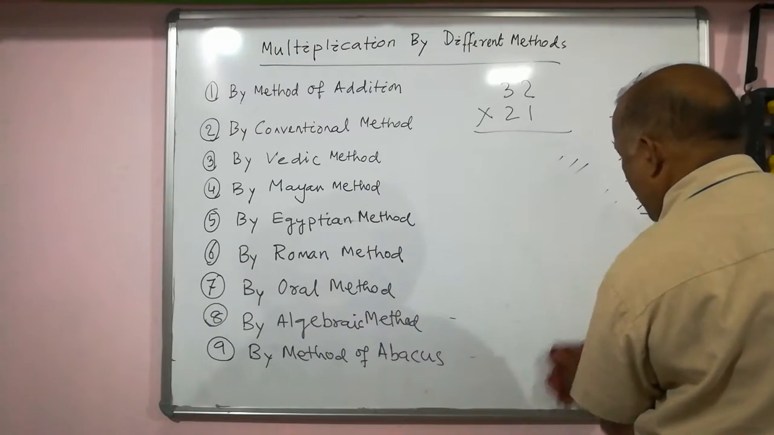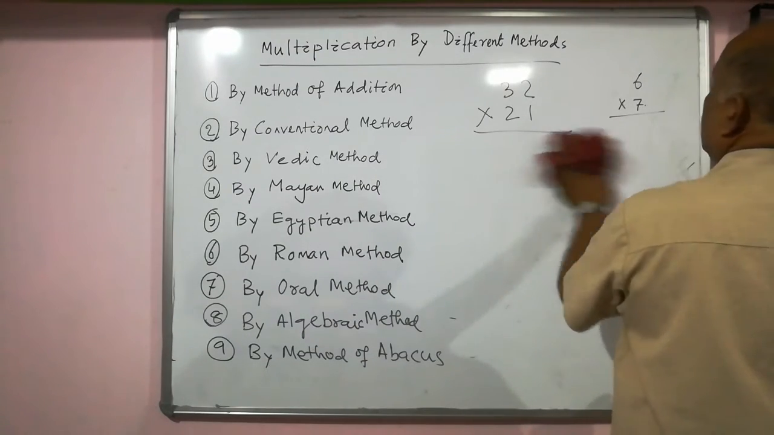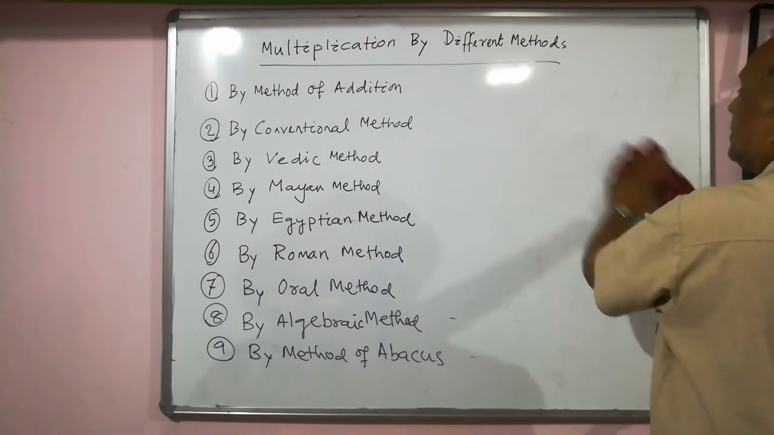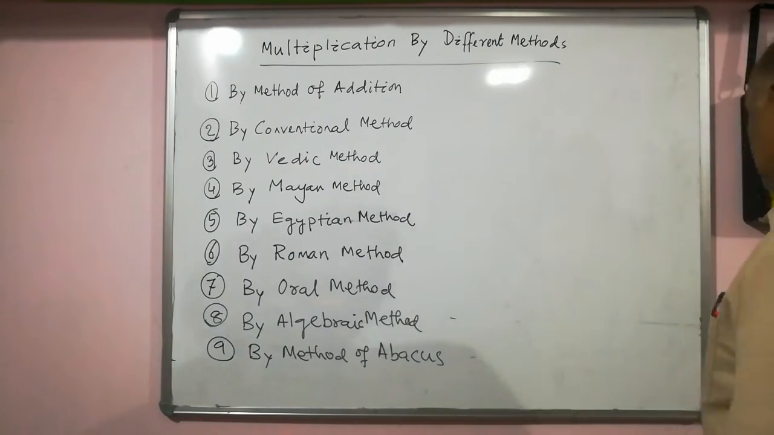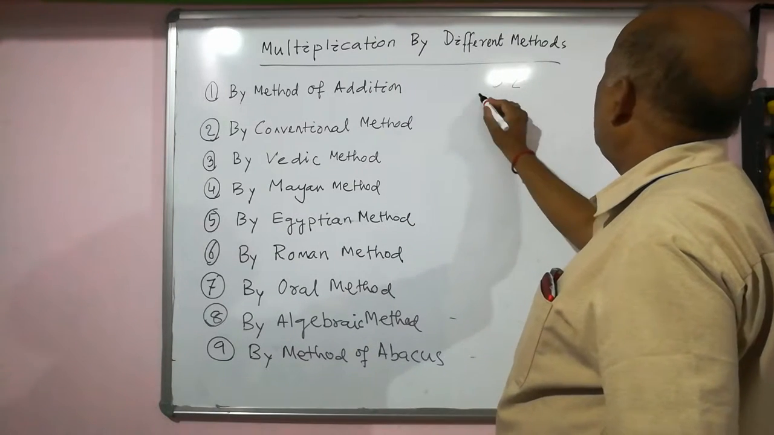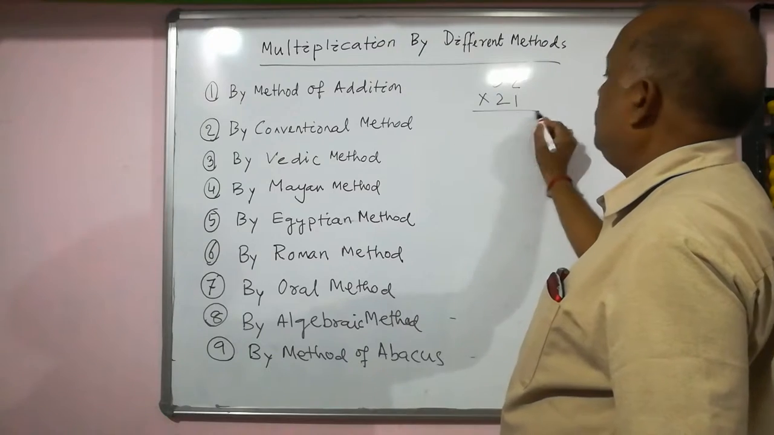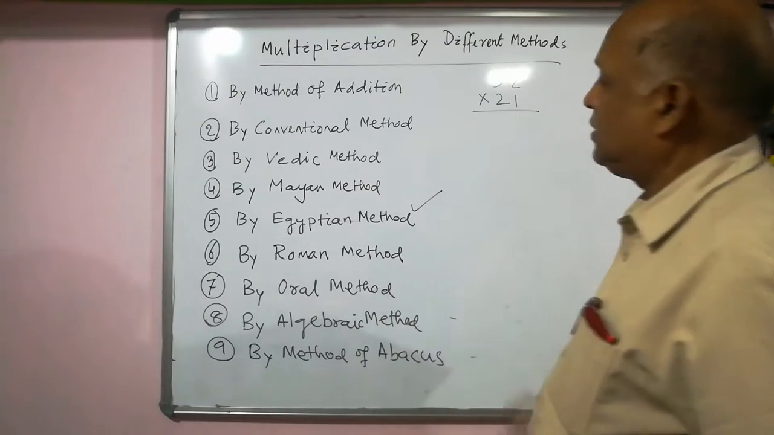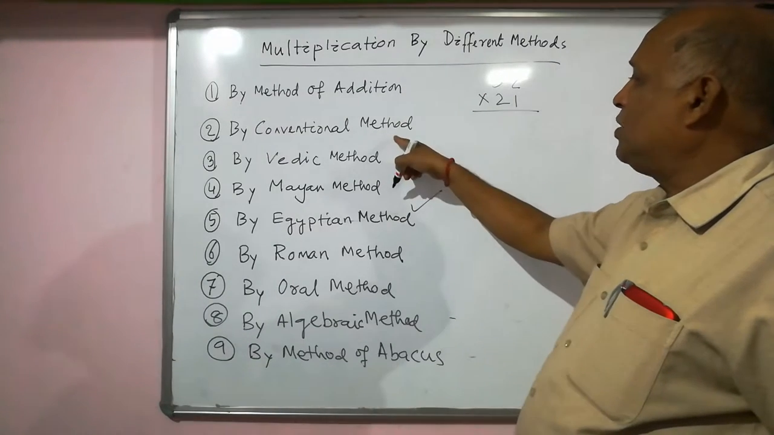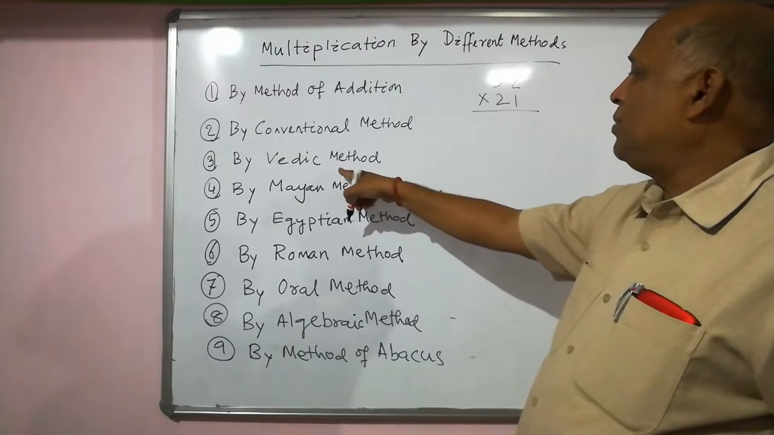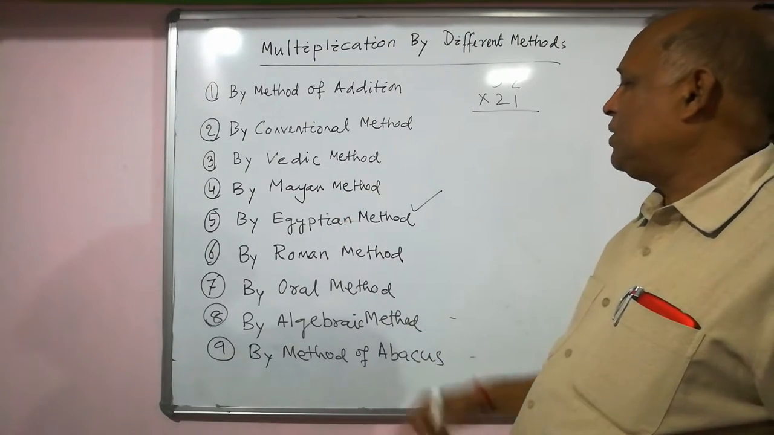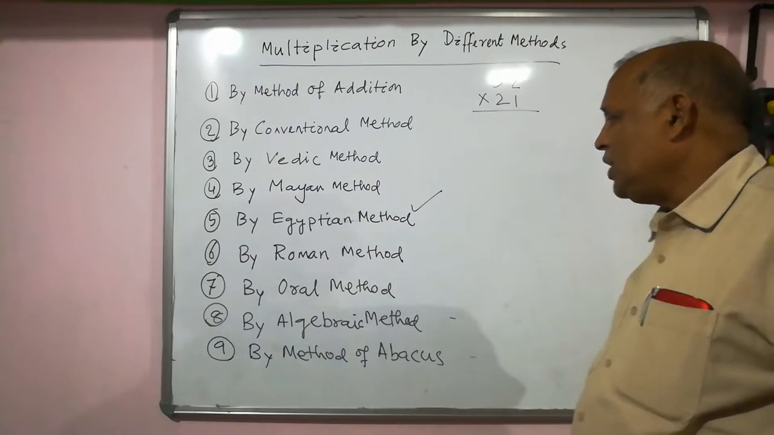Now after the Mayan method, you go to the Egyptian method. Egyptian method, what do they do? This is 32 into 21. We shall go to the Egyptian method now. We have discussed the method of addition, the conventional method, the Vedic methods, and the Mayan method, and now we are going to discuss the Egyptian method.